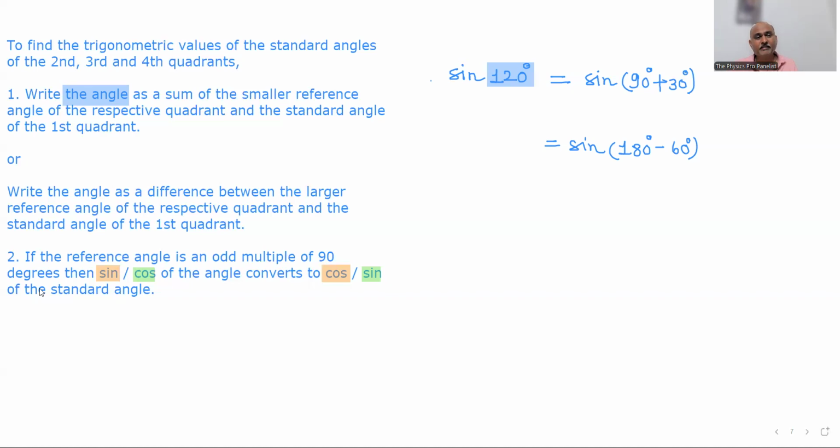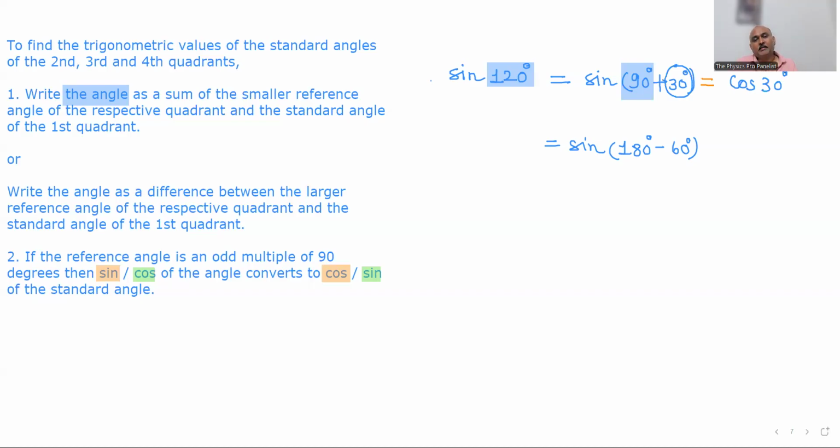Look, the reference angle is an odd multiple of 90. So this is an odd multiple of 90, yes or no? So if the reference angle is an odd multiple of 90 degrees, then sine. So this is sine. So sine of the angle, which angle was it here? 120 degrees was the angle, right? The one we were talking about. So sine of this angle converts to what? It converts to cos of the standard angle. Which one is the standard angle here? 30 is the standard angle. So cos of 30 degrees. Is this clear? So sine 120 degrees got converted to cos 30 degrees.